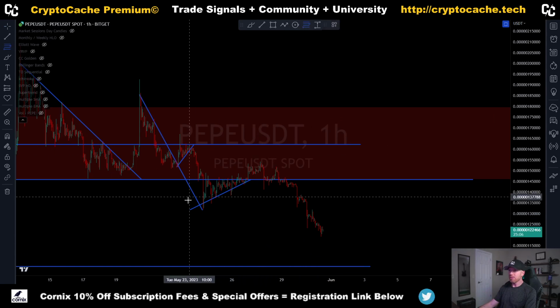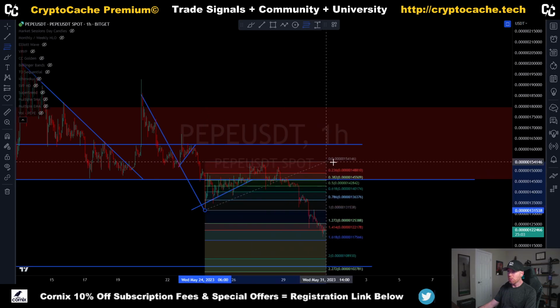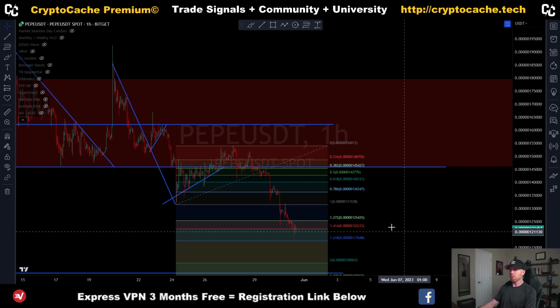Okay, so we're going to pull up some fibs here for the most recent low to most recent high, of course, and just work with that here as well.